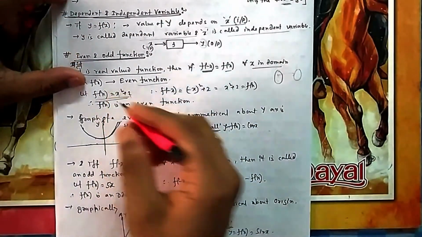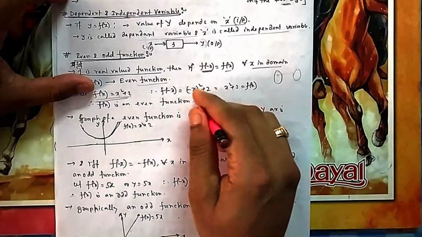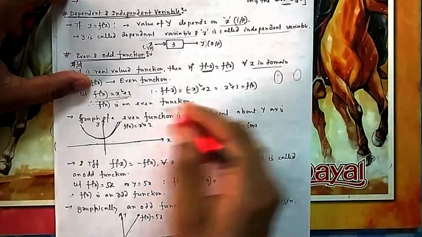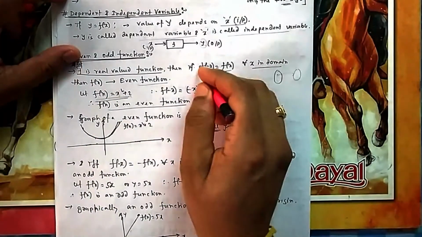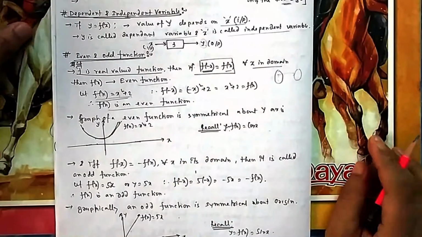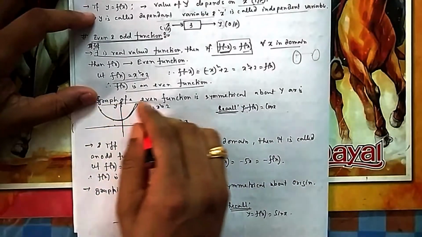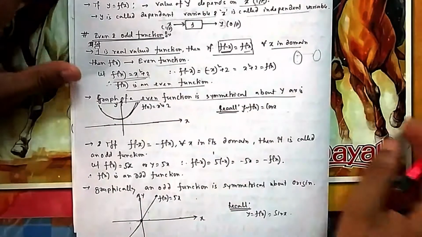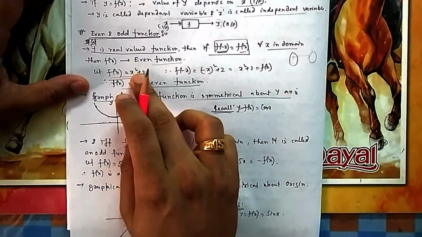Your domain is any real number. You took any real number, you put it minus, your output will remain same. So this is known as even function. So this is the definition of even function algebraically. Now graphically, how does it look like? Graphically, you can think of this as nothing but a parabola we have studied.